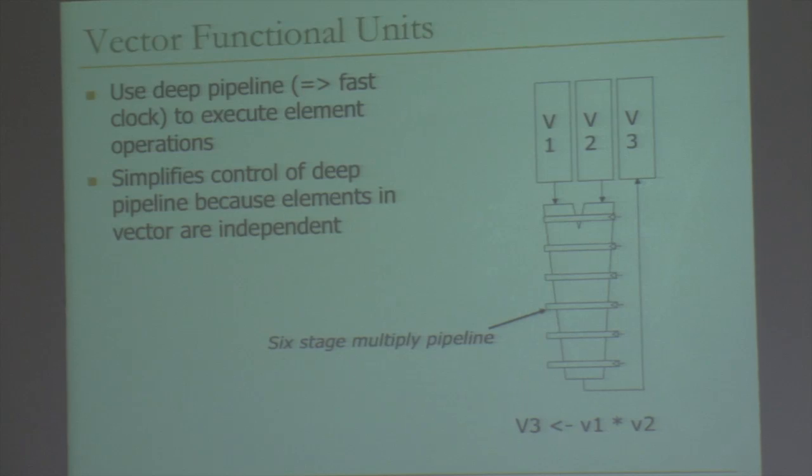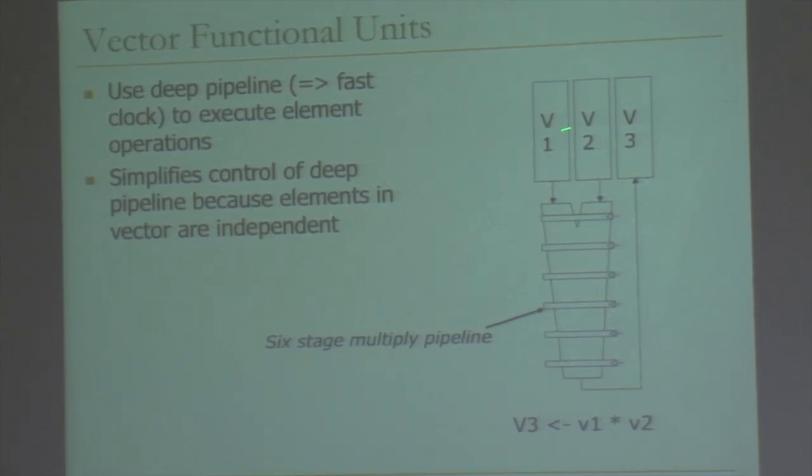So let's take a look at vector functional units. What does a vector functional unit look like? Basically, assume that these are vector registers. You can pipeline the functional units as long as you want to execute operations on different elements. In this case, I show you a 6-stage multiply pipeline. You can feed the elements of vector registers, in this case vector register 1 and vector register 2, as inputs to the functional unit. And different elements can be in different stages. Basically, when the pipeline is full, the 0th element of vector 1 and vector 2 is being added at the last stage.